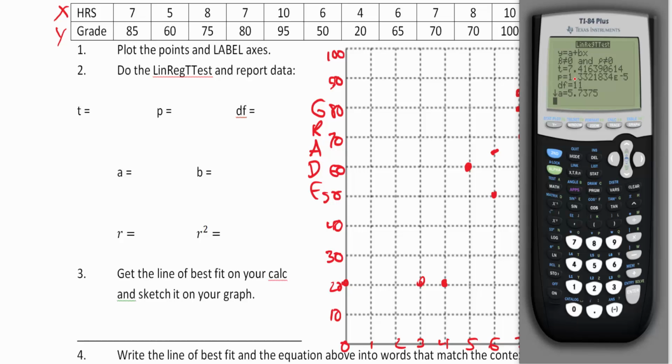So we need to move the decimal 5 spaces to the left, so it's going to be 0.4 zeros and a 1. There's 11 degrees of freedom. We'll need that for our table that we're going to look at. Then we're going to copy down the a value, the b value, and the r and the r squared value.